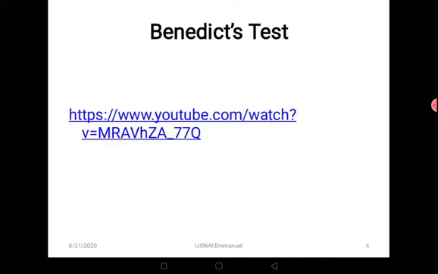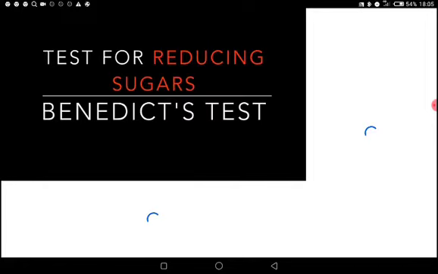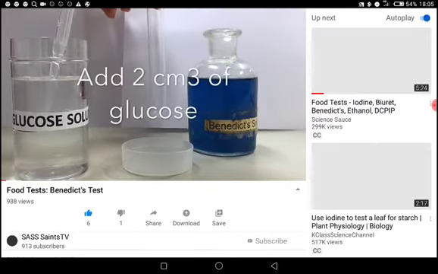So I want us to watch this video showing us how some students did tests for reducing sugars. You can watch it and appreciate how this test is done and how the colors change. Usually the colors disturb most of the students during these tests.